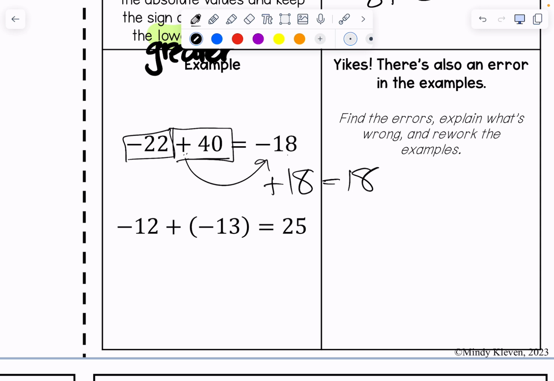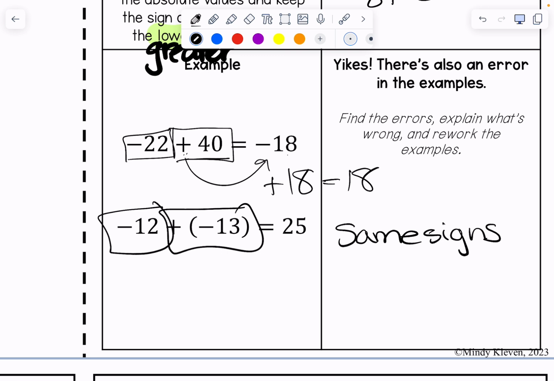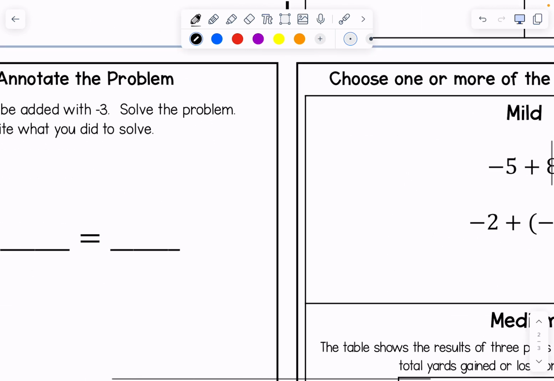And -12 plus -13, because they have same signs, I'm actually going to add them together to get the 25, but I want to use that common sign. So this ends up being -25.